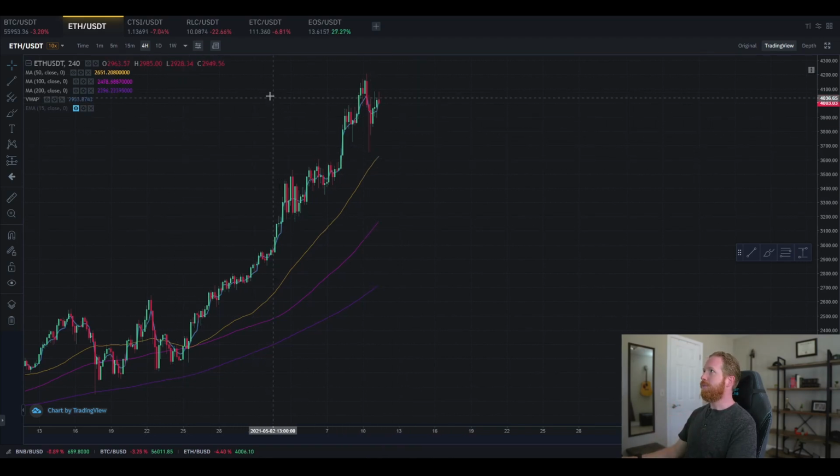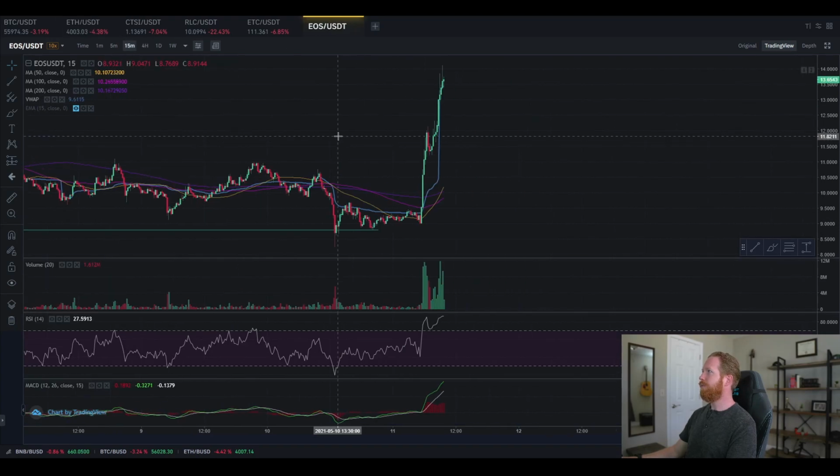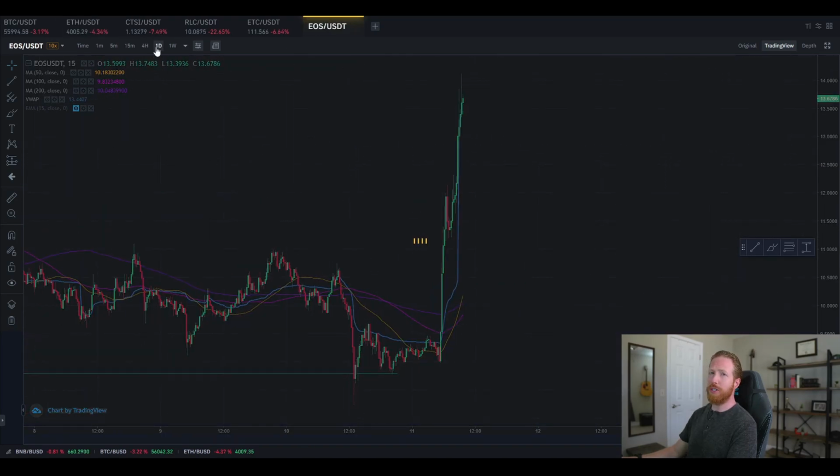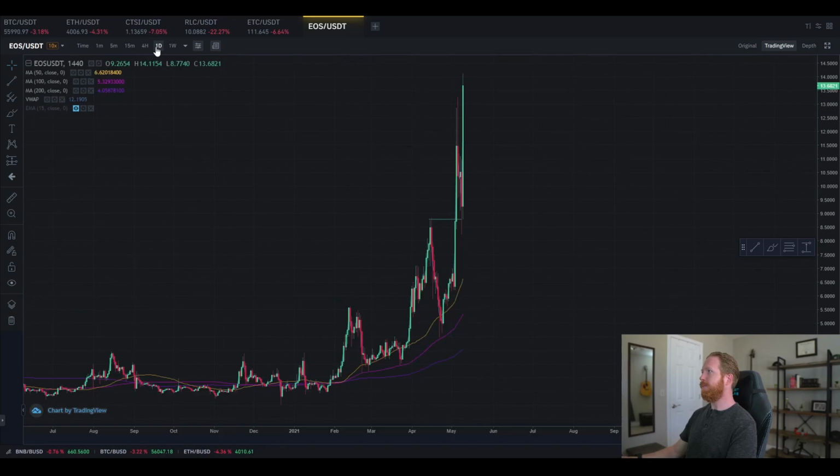So that's Ethereum. All right, so let's take a look at EOS. And this is just the 15-minute chart. We're actually going to look at the 1-day chart first, because I always like to identify what goes on for the big picture with the 1-day chart, and then work my way down. So we'll go 1 day, 4-hour, 15, and possibly the 1-minute chart to see what the price action looks like, so we can try to find a good entry point, or just understand generally what's going on.